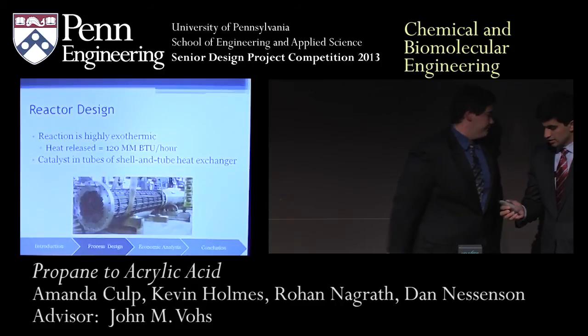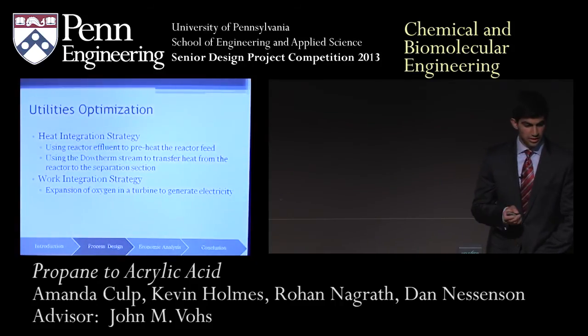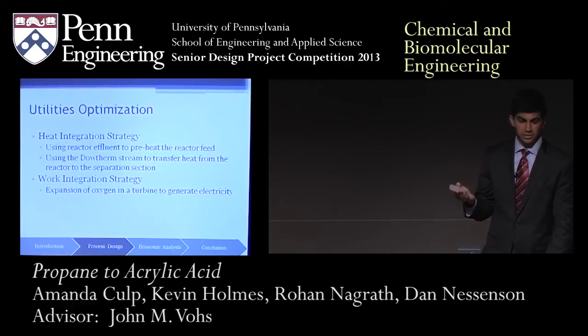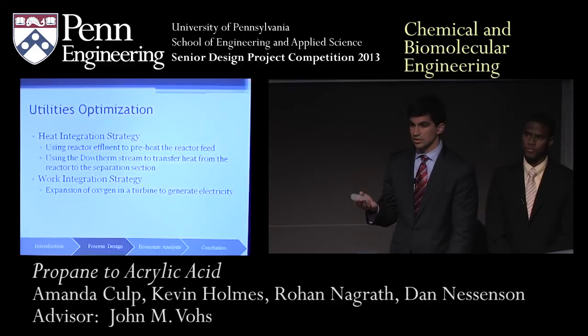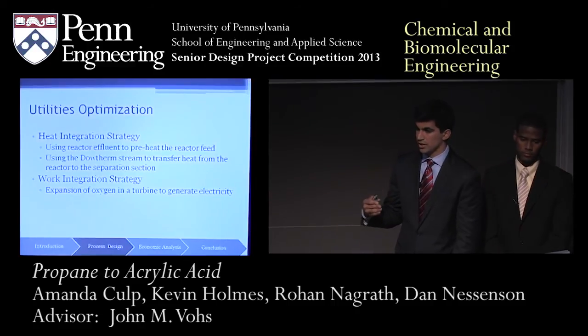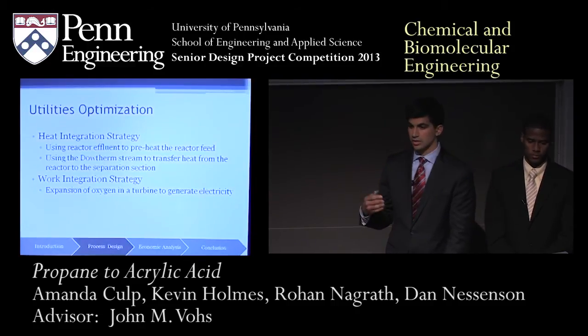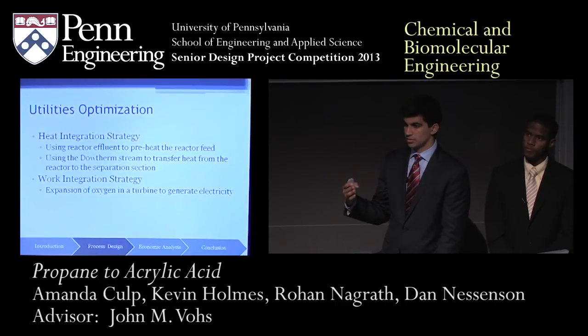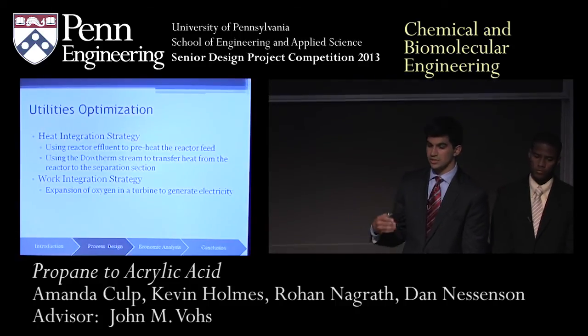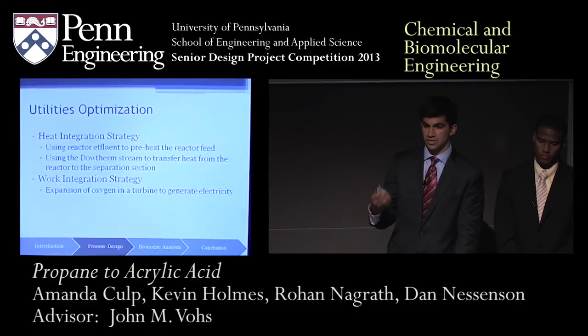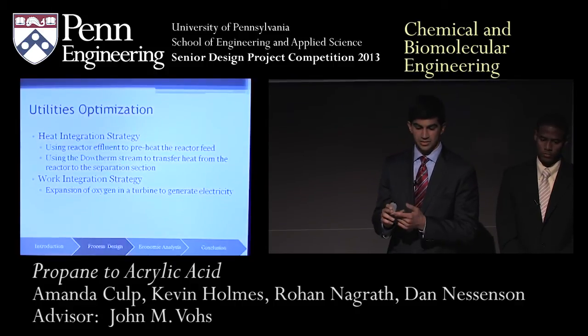Thanks, Dan. So one of our goals from the very beginning was to conserve as much energy as possible, both from an efficiency point of view and a profitability point of view. And so we used a heat integration and work integration strategy to do that. So firstly, for heat integration, we used the reactor effluent, which is coming out at approximately 780 degrees Fahrenheit, to preheat the feed instead of using steam. So we save on steam costs there.